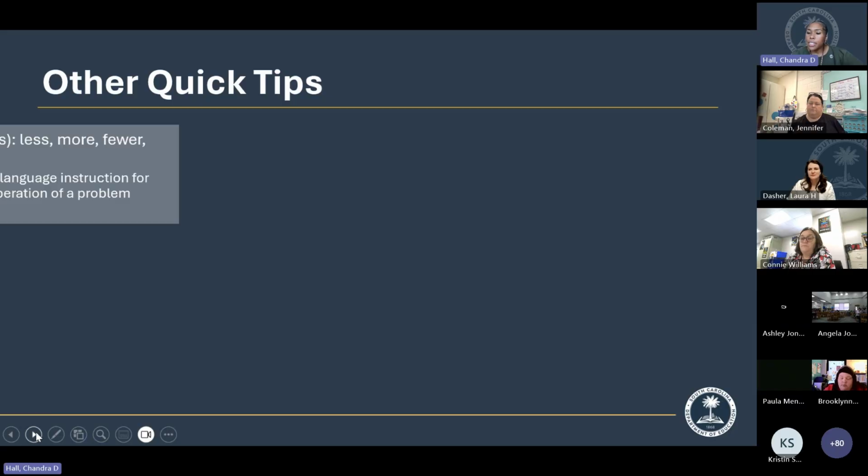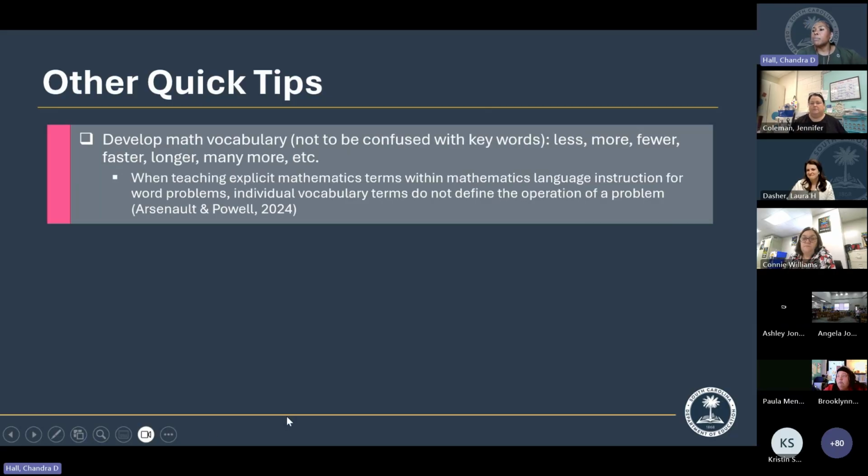Other quick tips, because we're coming to the end of our time. Develop math vocabulary. I am not saying keywords. Math vocabulary. They need to know what less means. They need to know what more means. They need to know what fewer and faster and longer, all of those things. When teaching explicit mathematic terms within mathematics language instruction for word problems, individual vocabulary terms do not define the operation of a problem. Again, we're not picking out keywords to determine an operation. We are letting them explore the math language.